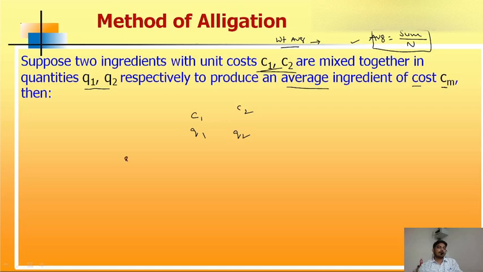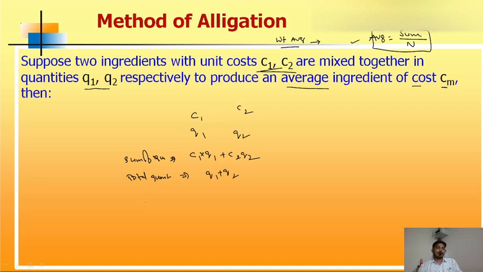Now I need the sum of the costs here. So what is the sum? It is C1 into Q1 plus C2 into Q2. And what is the total quantity here? It is Q1 plus Q2.